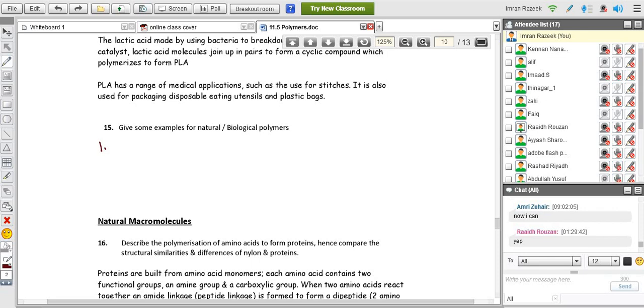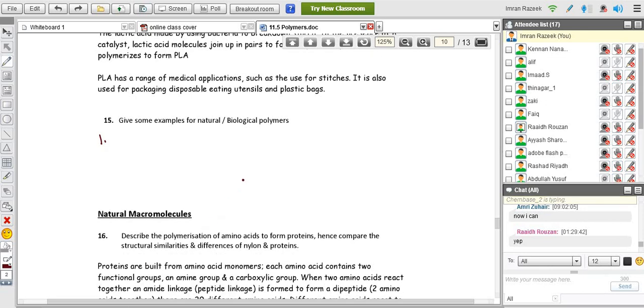Carbohydrates, and then proteins. Fat is also a natural polymer. Carbohydrates, proteins, fat. DNA. Carbohydrates, proteins, fat, DNA, and rubber.